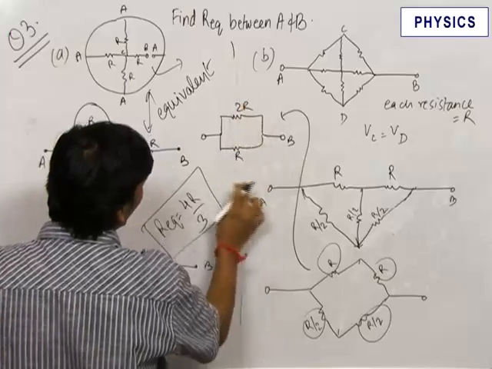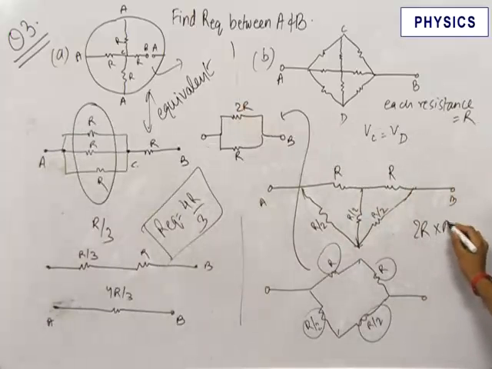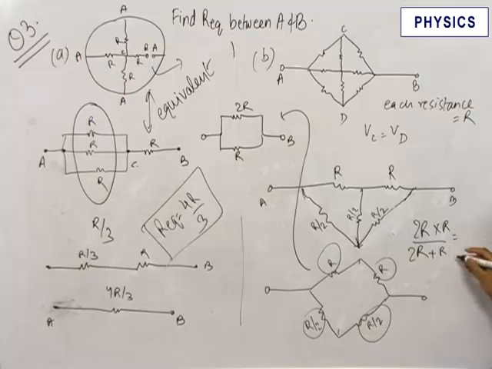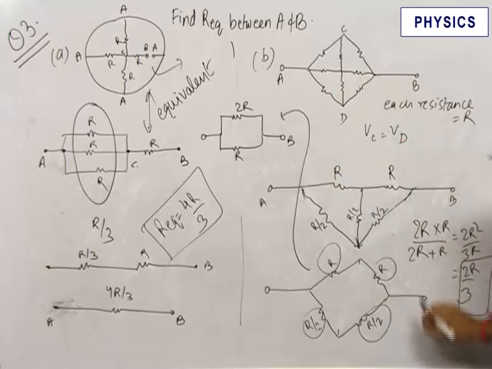Now the equivalent of 2R and R in parallel will be 2R into R upon 2R plus R, that is R1 R2 upon R1 plus R2. Therefore this becomes equal to 2R square upon 3R, that is equal to 2R upon 3. So the final answer for the R equivalent in this case came out to be 2R by 3.